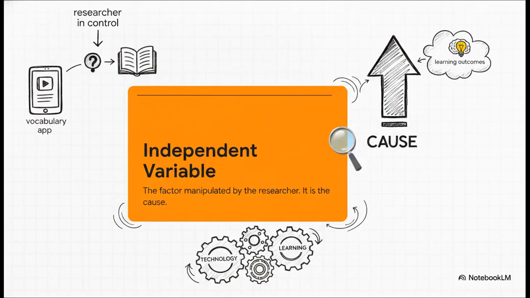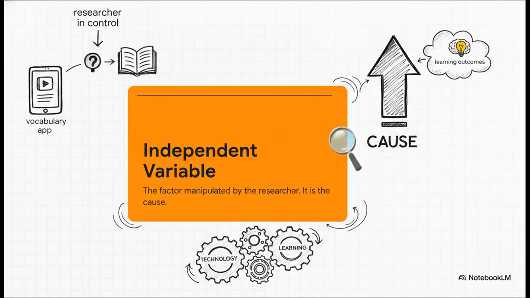Now, I'll be honest, this is often the trickiest part of the planning phase for new scholars. But we're going to map these abstract terms directly onto our technology example so you can see exactly how they work in the real world. First up, we have the independent variable. By definition, this is the factor manipulated by the researcher. Basically, it's the cause. In our running example, the independent variable is the use of online learning or technology.